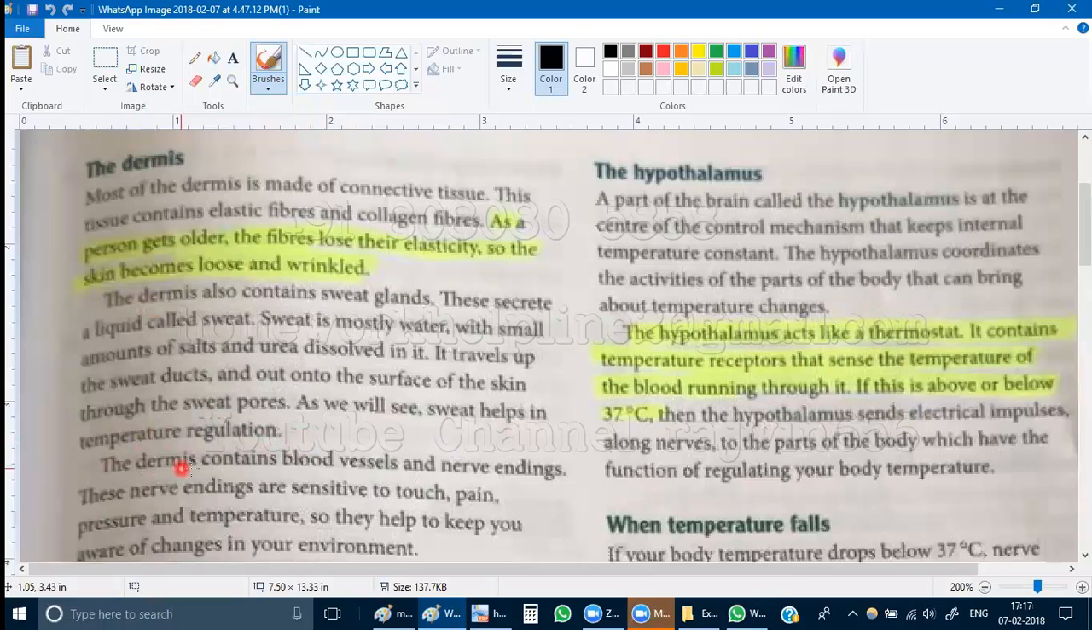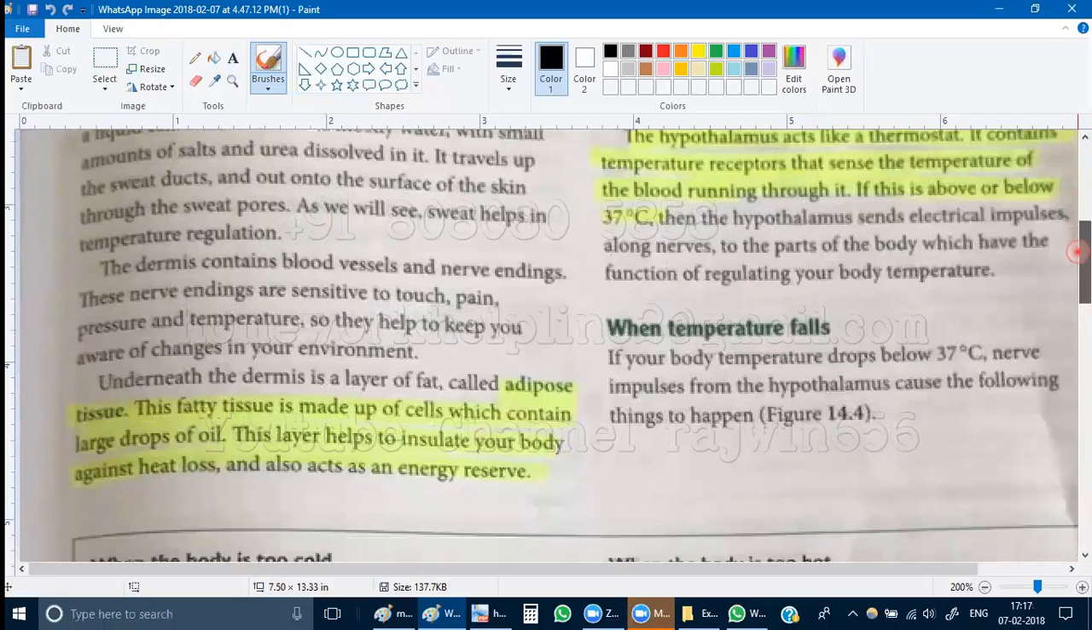The dermis contains blood vessels and nerve endings. So this will be useful in detection of the outside temperature. These nerve endings are sensitive to touch, pain, pressure, and temperature. So they help to keep you aware of changes in your environment.